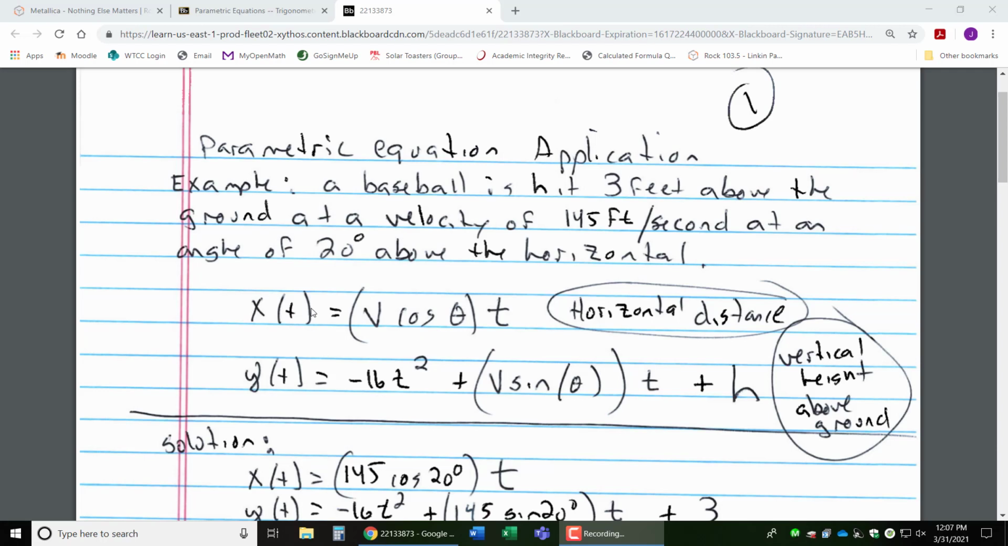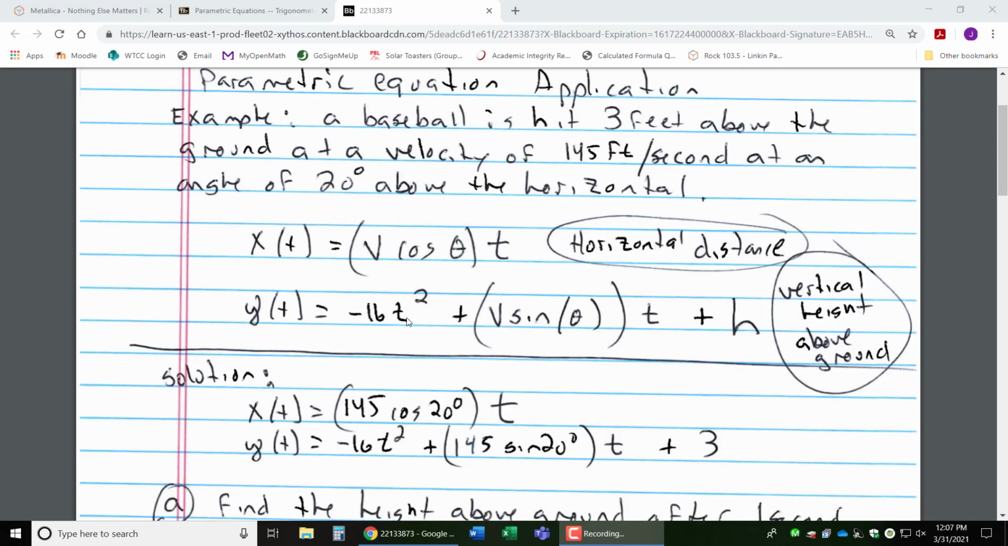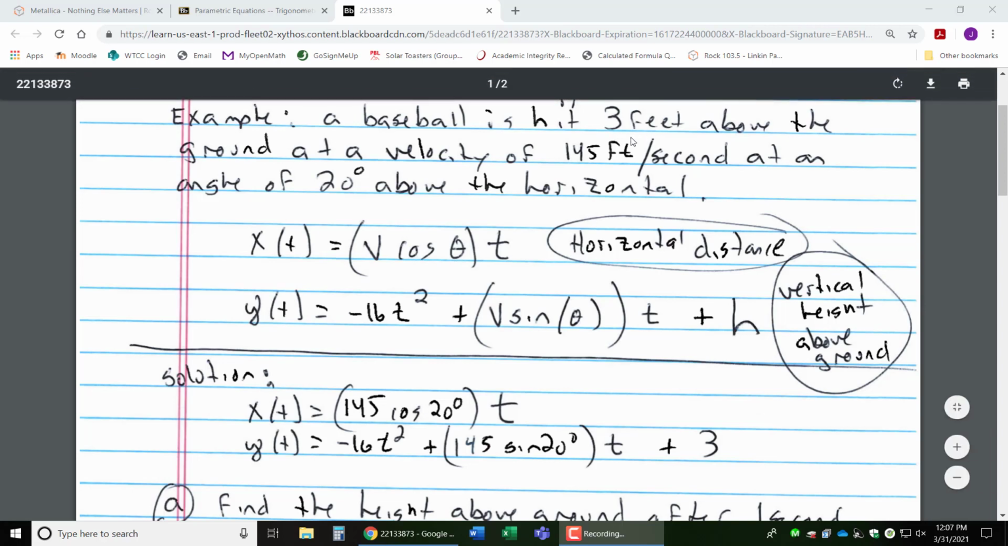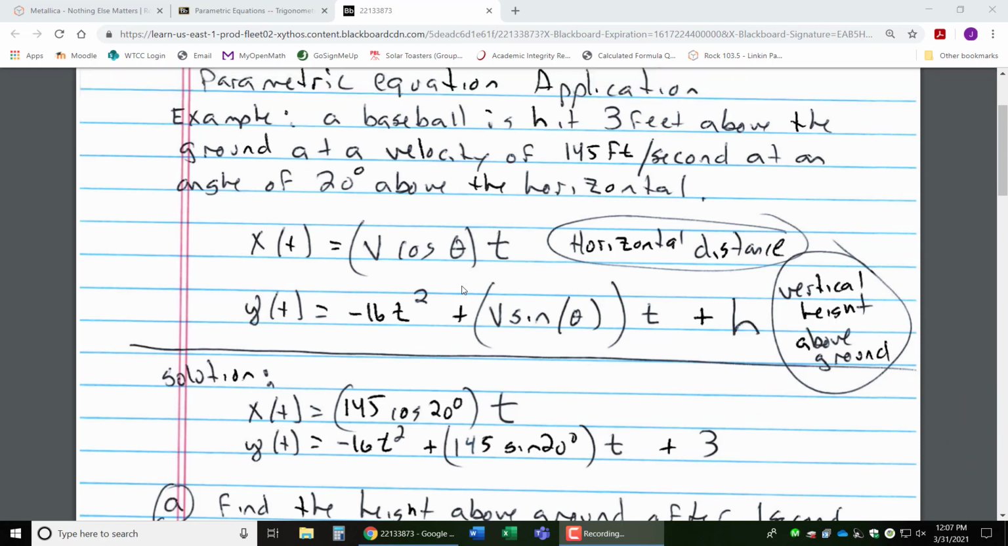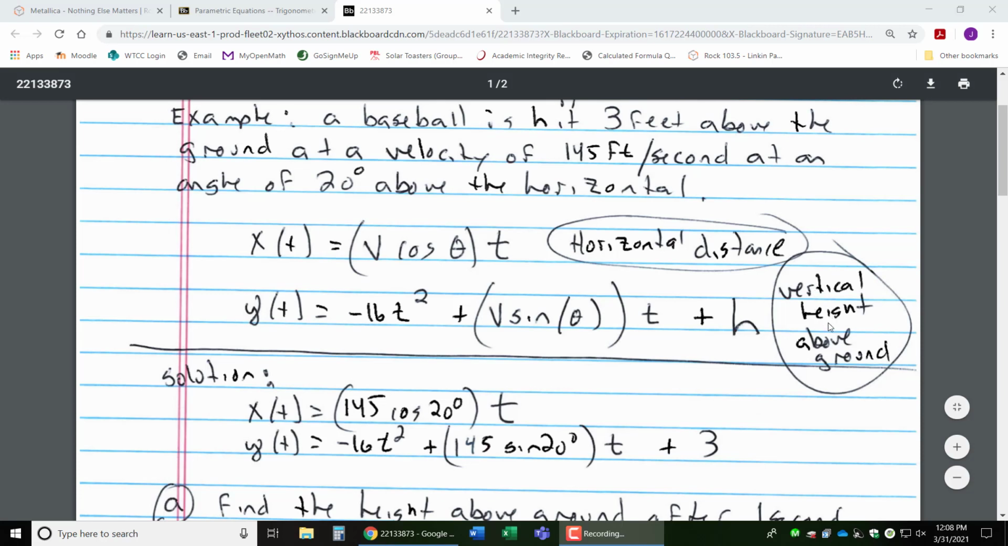Now, there are a couple of questions where you have to create the equation, and you can use this generic template as you see here. V is velocity, and then theta is the angle given, and then the h is the initial height above ground that you're given. But for the most part, we give you the equation in the future. And the x equation is always the horizontal distance, and the y equation would be the vertical distance or the height above the ground.